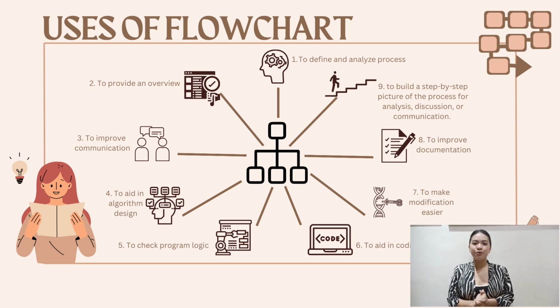And number nine, to build a step-by-step picture of the process for analysis, discussion, or communication. Building a step-by-step picture of a process means creating a clear and detailed sequence of actions, tasks, or events that occur in order to perform a specific activity or achieve a particular outcome. We therefore know that presenting information in a step-by-step flow allows for focused attention on individual phases without feeling overwhelmed by the larger picture.